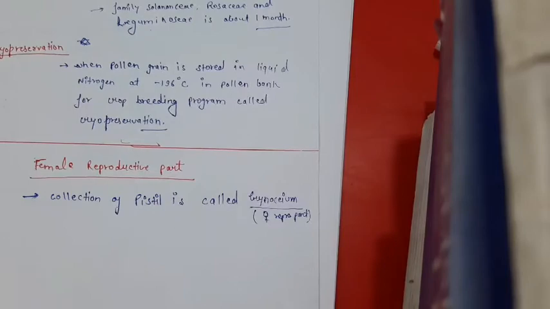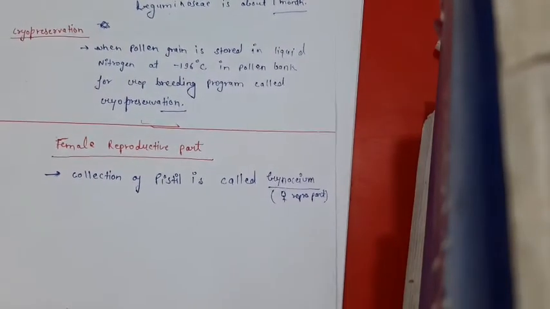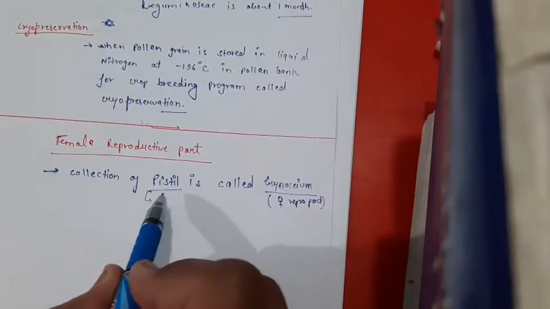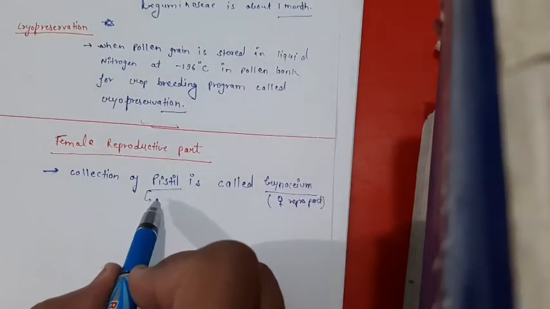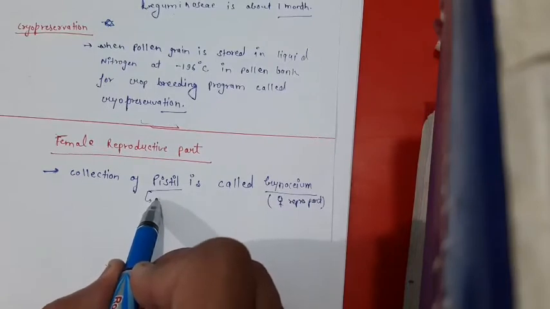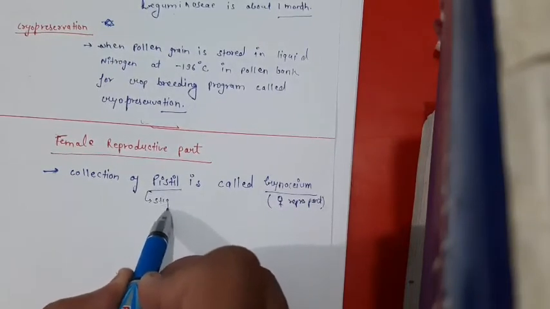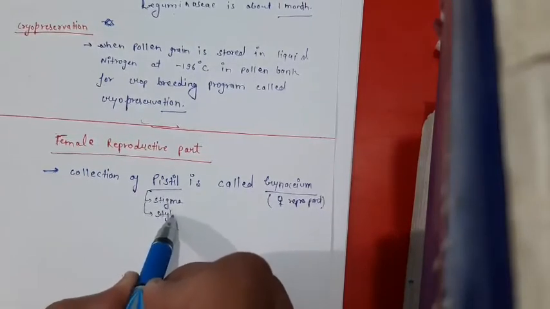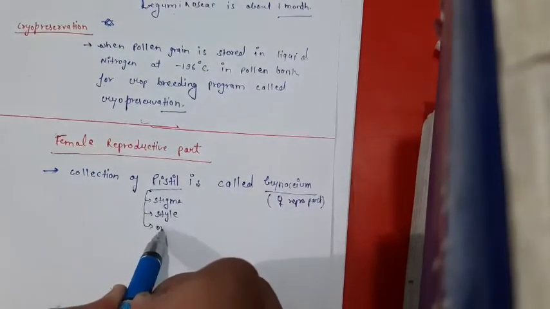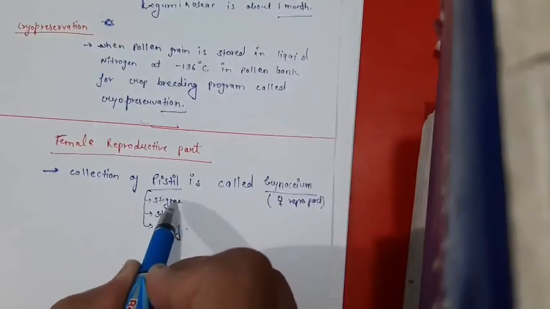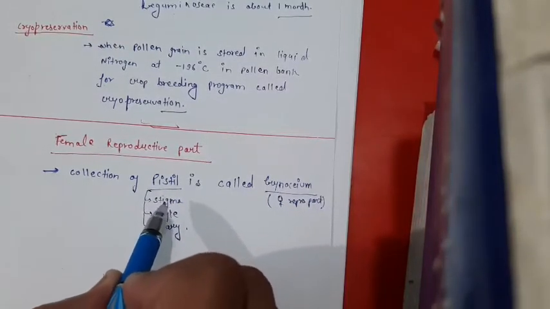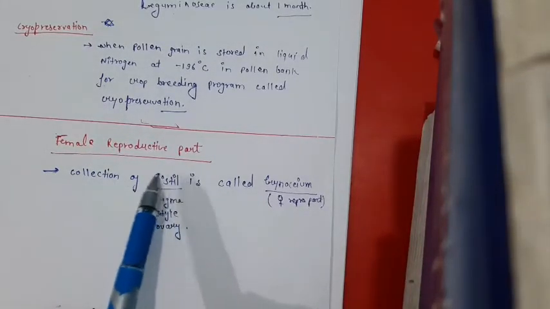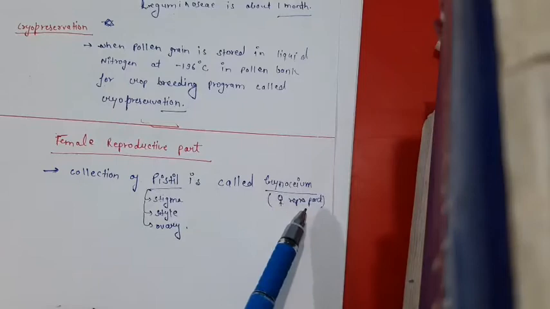Okay. Now, what is pistil? Pistil is formed from 3 parts: stigma, style and ovary. Means stigma, style, ovary are collectively called pistil, and a group of pistils is called gynoecium, which is a female reproductive part.